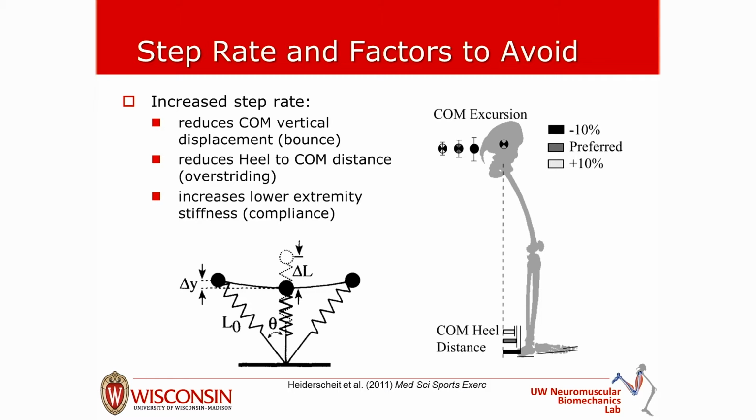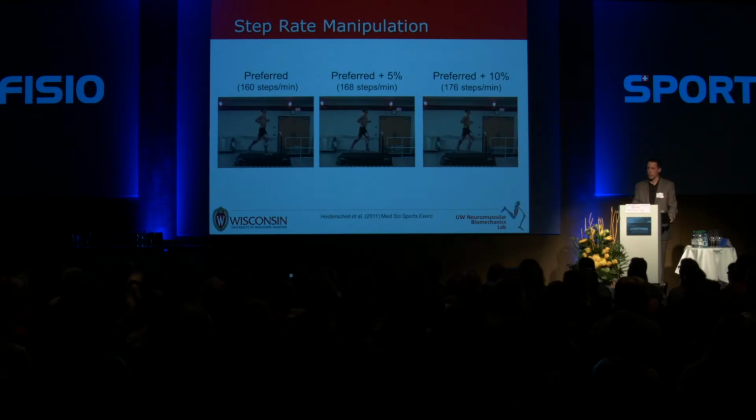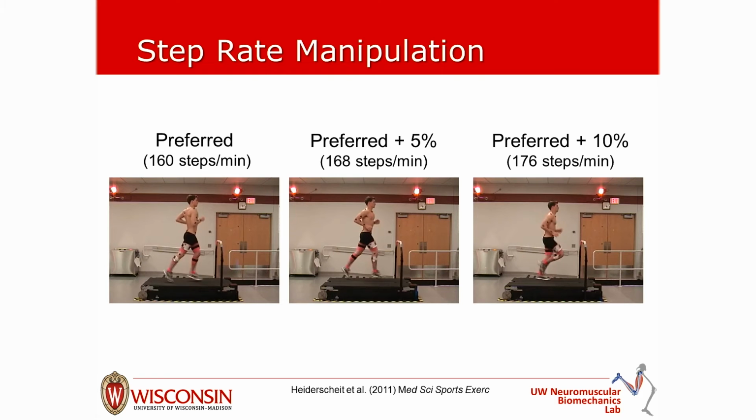You can reduce the amount of bounce, you can reduce the overstriding, and you can increase stiffness or reduce their compliance. So I want to show you an example of an individual running with different step rates, the same running speed for all of them. But you'll notice on the left video is his preferred step rate at 160 steps per minute. And then we increase it by 5% and increase it by 10%.